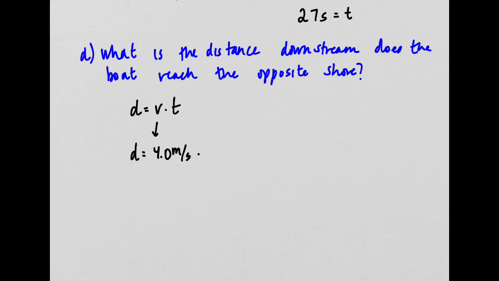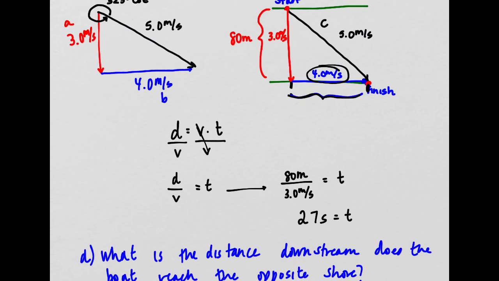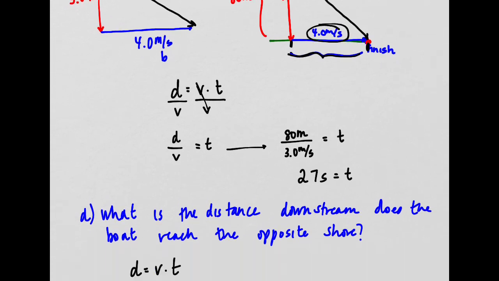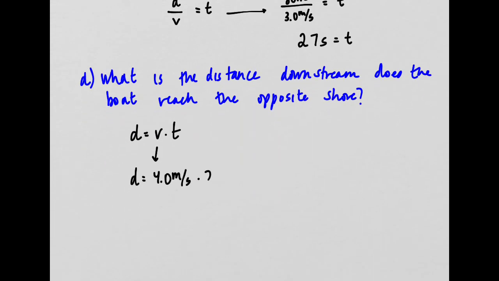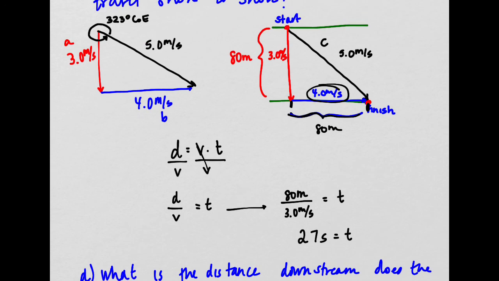And what time do I take? Well, it takes us 20 seconds to go across the river, no matter what, right? It takes us 20 seconds to get across the river, so I'm going to use 20 seconds here. When I plug this in, I find that the distance downshore is 80 meters. So this distance here is also 80 meters across. It should have stopped here, but it ends up 80 meters down the shore.